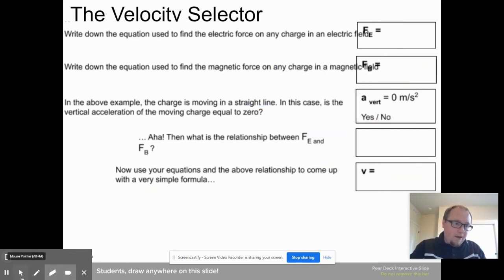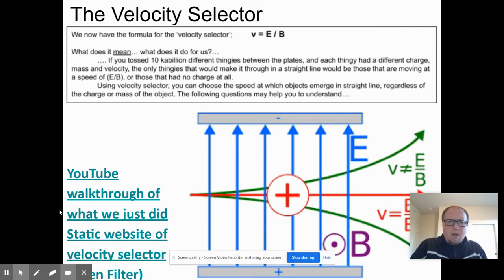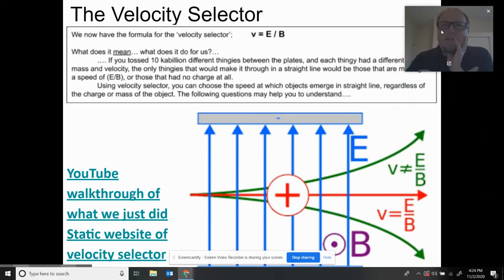Okay, so now I have that written down too on the next slide. Look, same result. And so the idea of the velocity selector is if you have a whole bunch of charges going at a whole bunch of different speeds, because they all got sped up differently, as they go into this, the ones that come straight through have the exact velocity that is equal to E divided by B. Anything that's not that will go up or will go down.